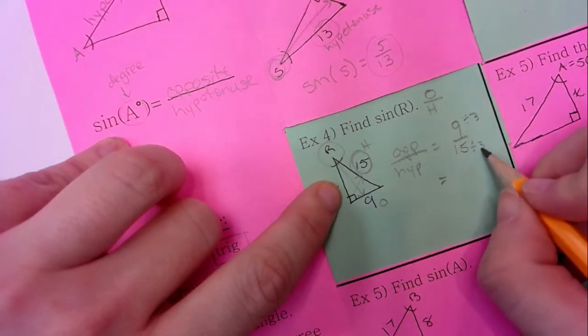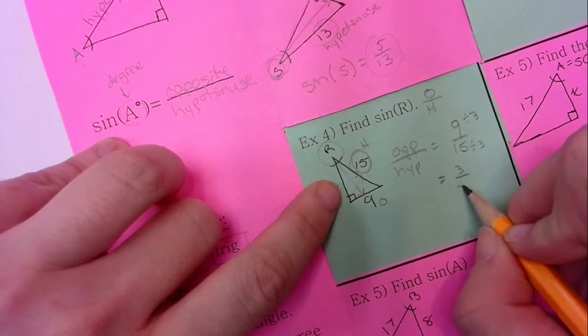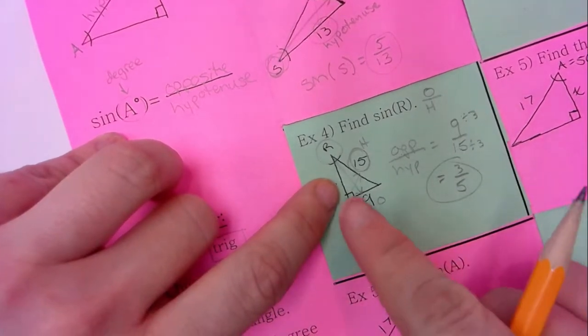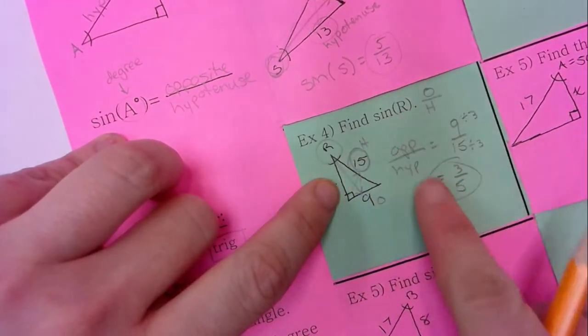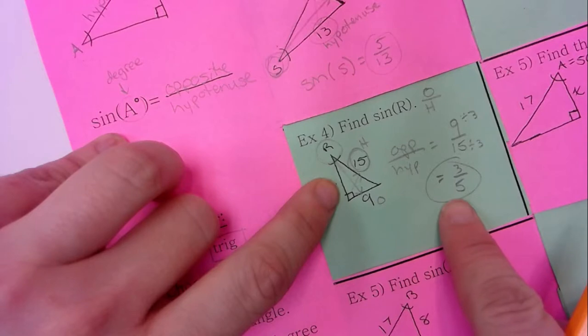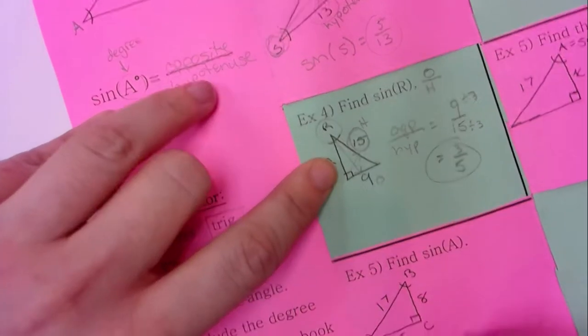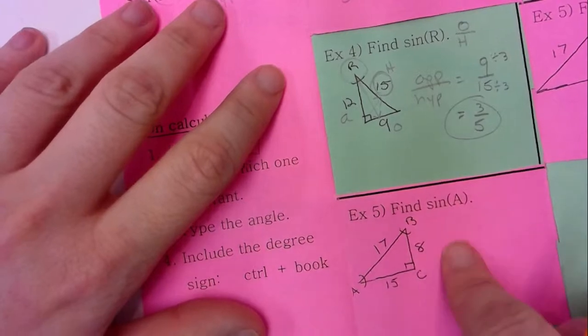So let me do that. And I get 3 over 5. So the sine of angle R is 3 over 5. Okay, go ahead and try number 5.